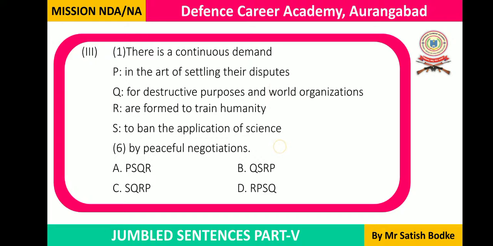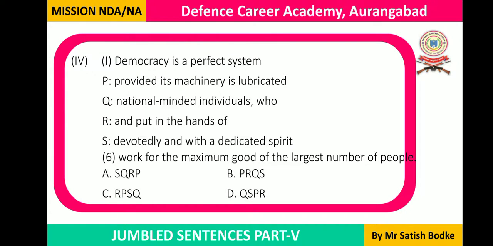Okay, so the correct sequence will be SQ, then RP, SQRP, and yes, here we have this option in option number C. In option C we have this sequence SQRP. So this is the answer. Now let's go to the next one.